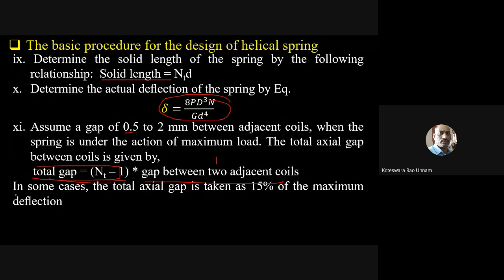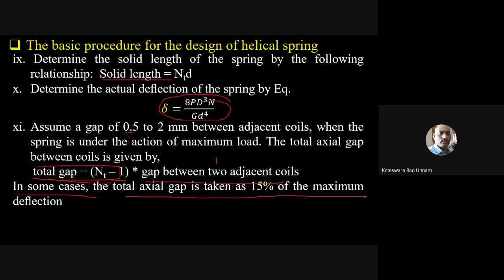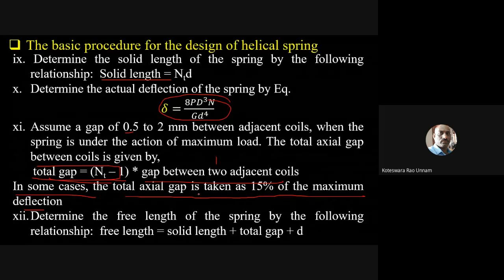That's why he said that in some cases the total axial gap is taken as 15% of the maximum deflection. That's what I already told you. That is 15% means 0.15 delta. Once you know all these things, the free length of the spring is nothing but solid length plus the total gap plus delta.